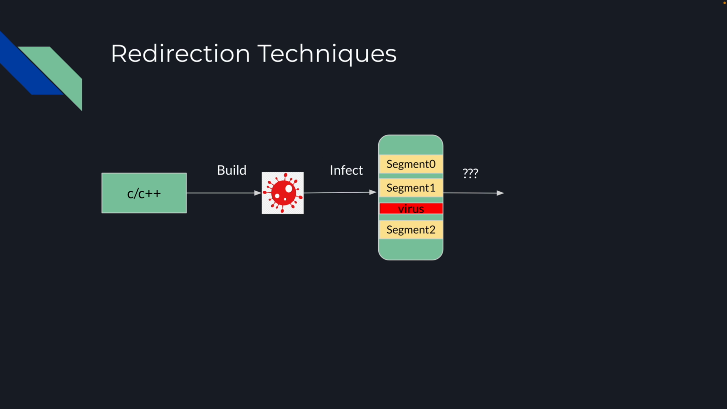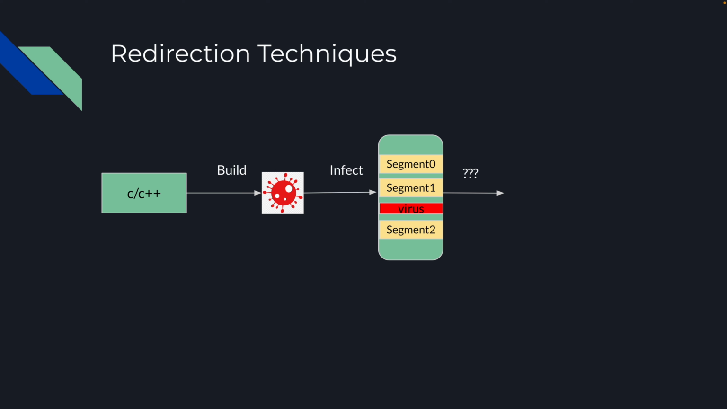What is redirection and why do we need it? Say we have carefully engineered a virus, built it, and extracted it in a form that's ready to be injected. Then, we use one of the infection algorithms we talked about in the last chapter to find a place for this virus in the host executable.